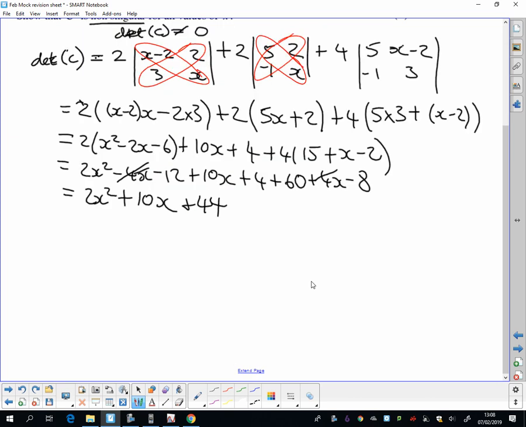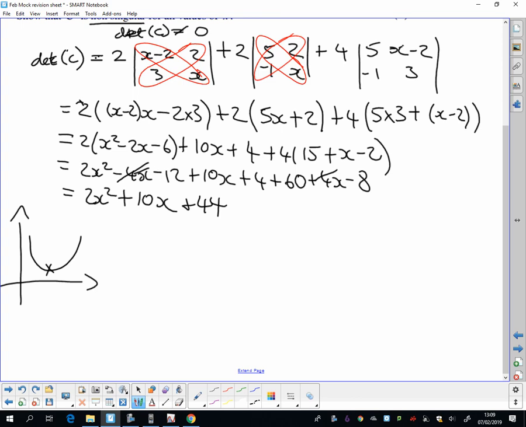Okay, so that's our determinant of C. And what we've got to do now is show that that is never less than 0. It's going to be a few things. We've got to work with a quadratic here now. So we know it's a positive quadratic, so its graph is going to be that way up. So we need to find the minimum point of our graph and show that that's not below the x-axis, so that our graph goes something like this.